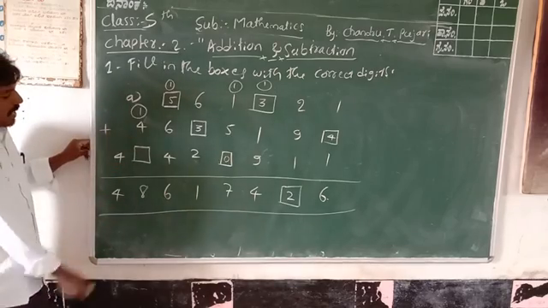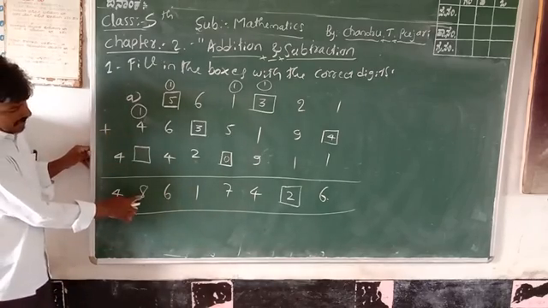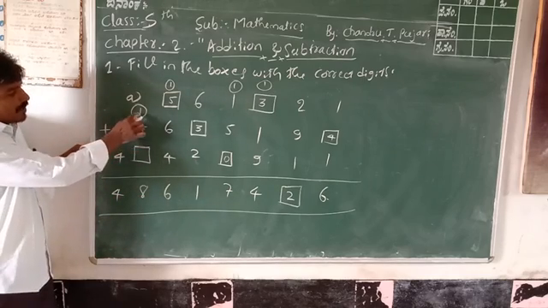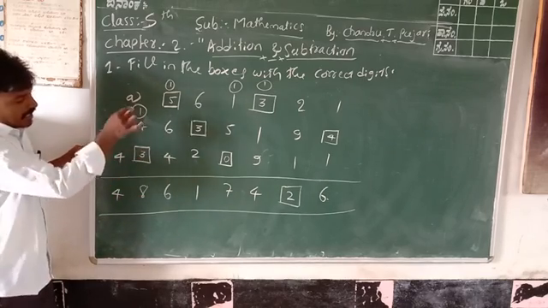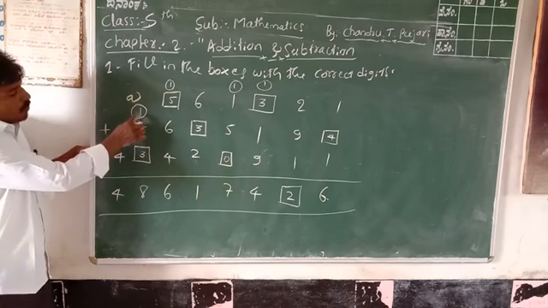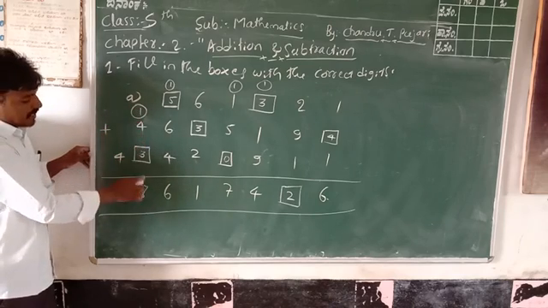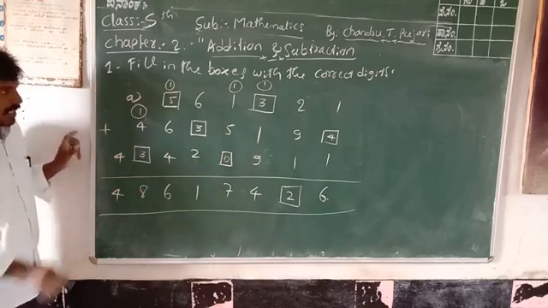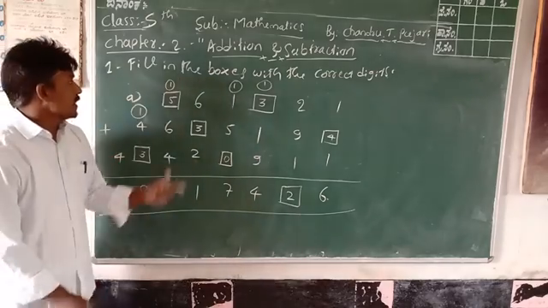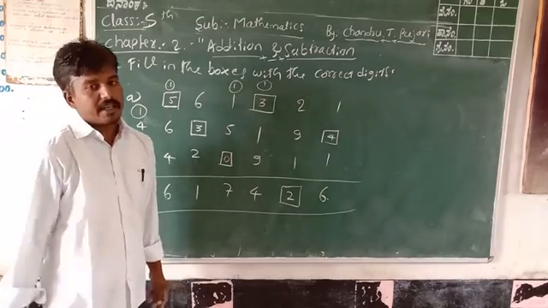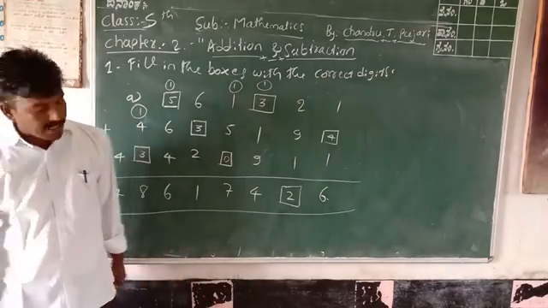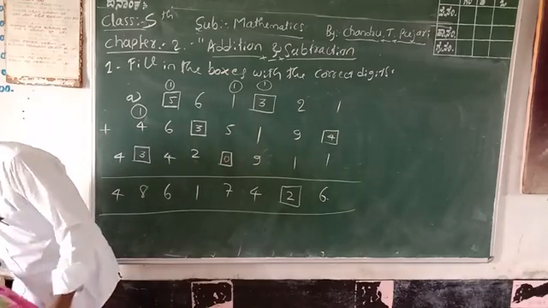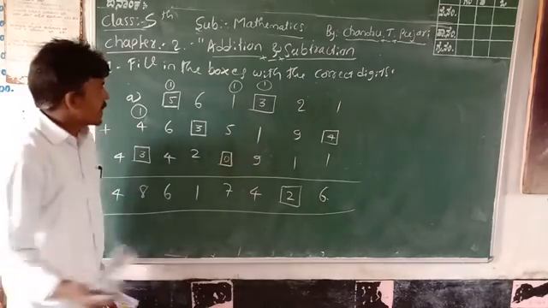Again, the last one: the total sum is 8. Therefore, 4 plus 1 is 5. You can take 3. 4 plus 1 plus 4 is 5, 5 plus 3 is 8. Therefore, 4 as it is. This is our answer. The second one you can do in your homework, in your exercise. The next one, second main exam.